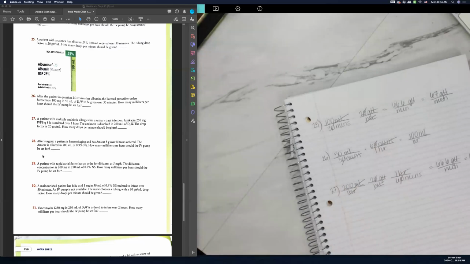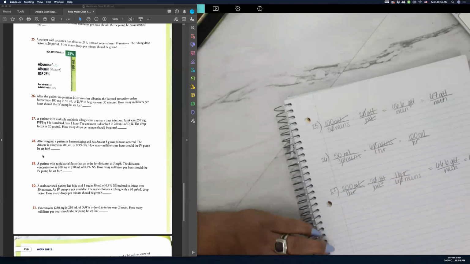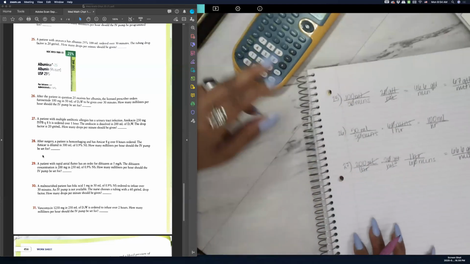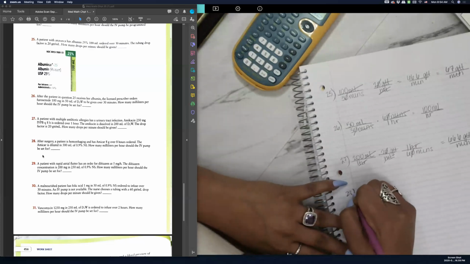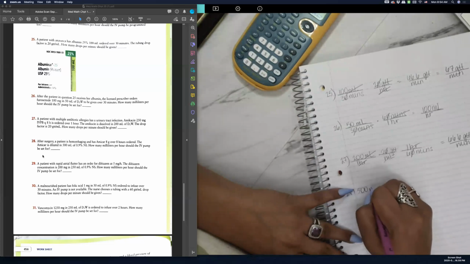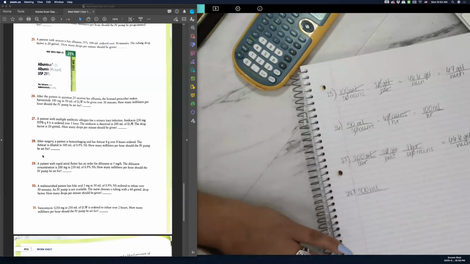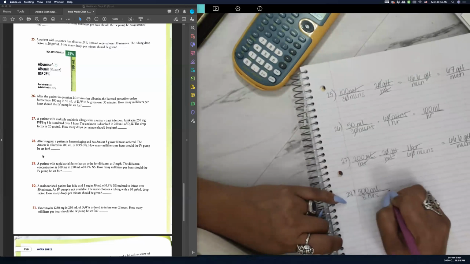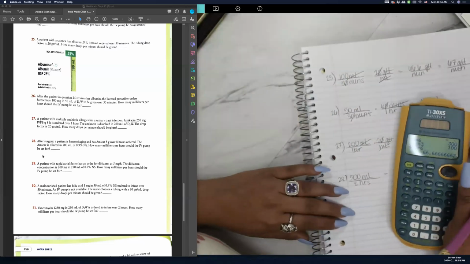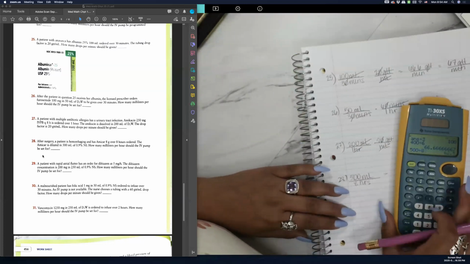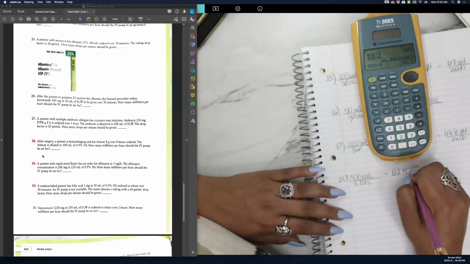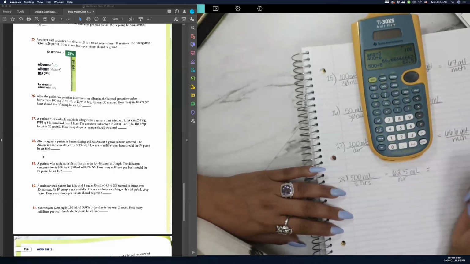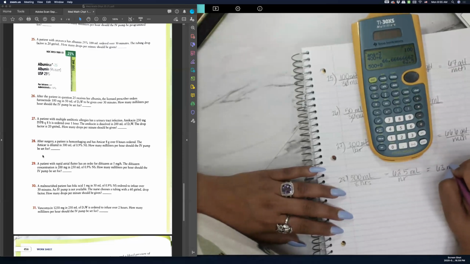28. After surgery, a patient is hemorrhaging and has Amicar 8 grams over 8 hours ordered. The Amicar is diluted in 500 milliliters of 0.9% NS. How many milliliters per hour should the IV pump be set for? Okay, so it's 500 milliliters and it's administered over 8 hours. So then just take 500 divided by 8. And that's going to give you 62.5 milliliters per hour. We're going to round, and that's going to be 63 milliliters per hour.